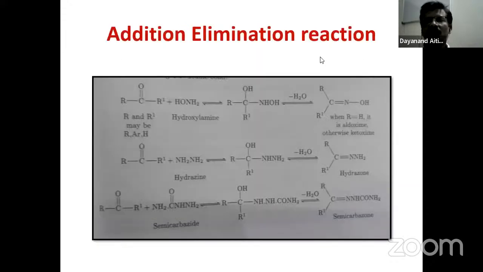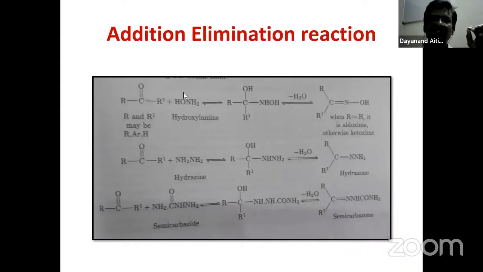Then addition followed by elimination reaction. We are seeing nucleophilic addition. Addition is followed by elimination reaction. Elimination means which molecule is eliminated here? Water molecule generally is eliminated.